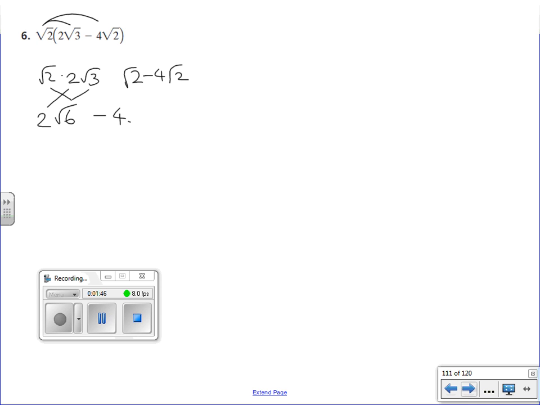Root 2 times root 2 is root 4. Root 4 is 2. 2 root 6 minus 4 times 2 is 8.